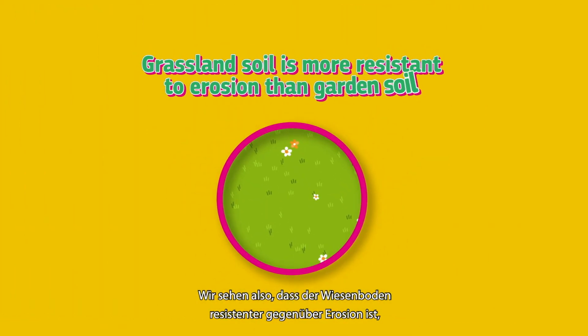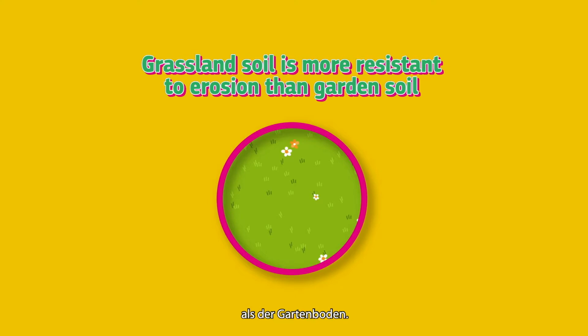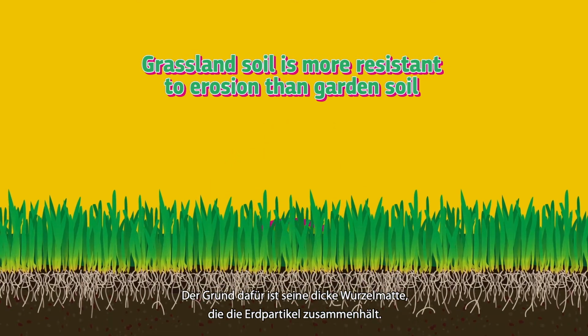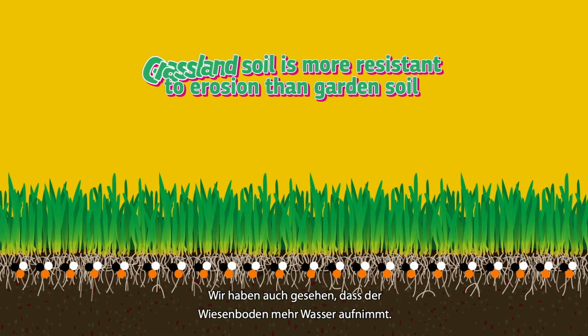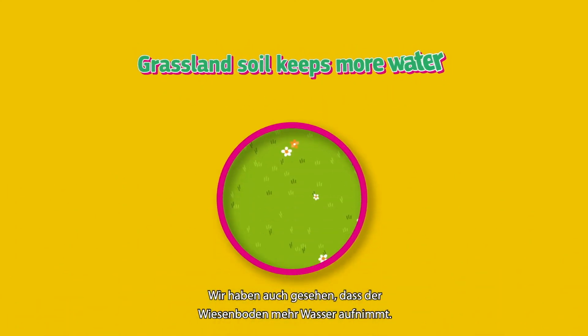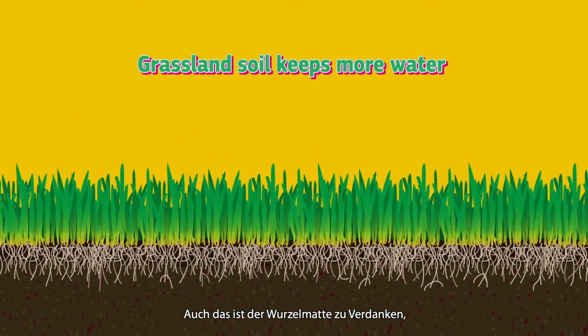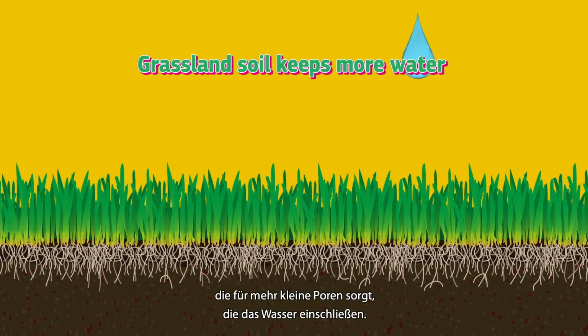So, in conclusion, we saw that grassland soils are more resistant to erosion than garden soils. The reason for that is a thick root mat, which helps to keep the soil particles together. We also saw that grassland soils take up more water than garden soils. This is also an effect of the root mat, which helps to create more small pores that hold on to water more tightly.